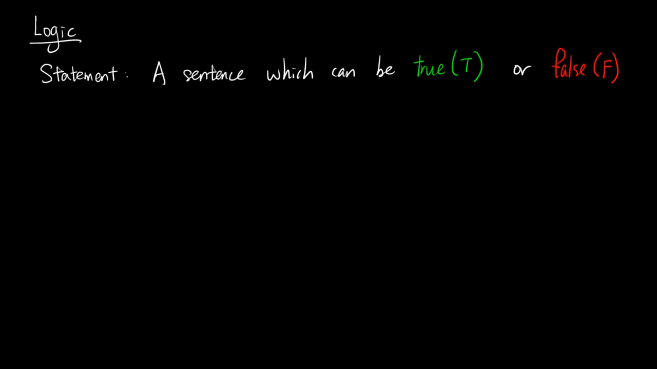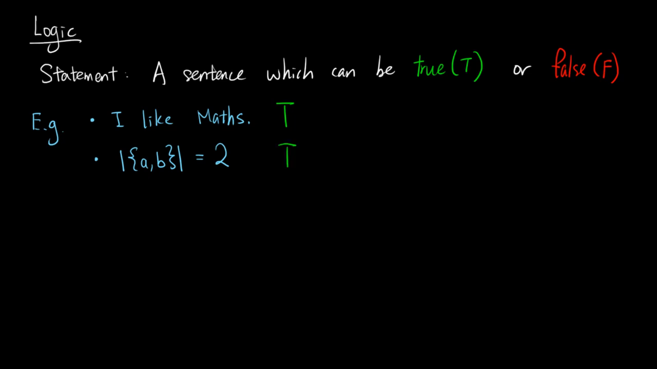First, we have the statement, "I like maths." This is obviously true. Secondly, we have, the size of the set {A, B} is 2. This is also true. Next, 1 plus 1 is 3. This is of course false. Another statement is, a triangle has 4 sides. This is also false, because a triangle only has 3 sides.